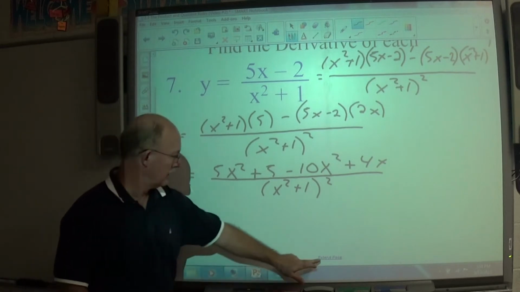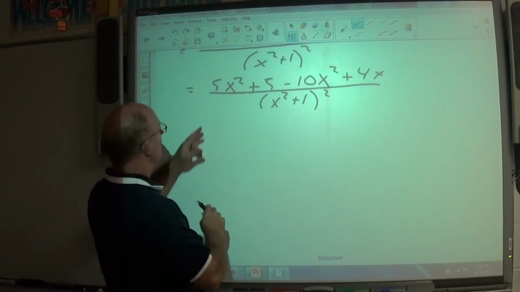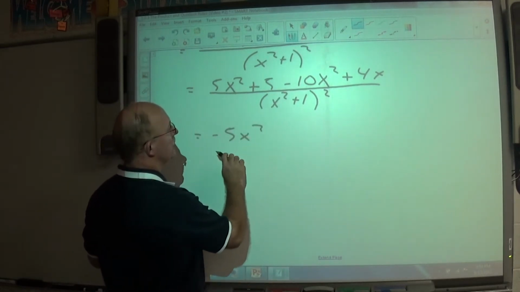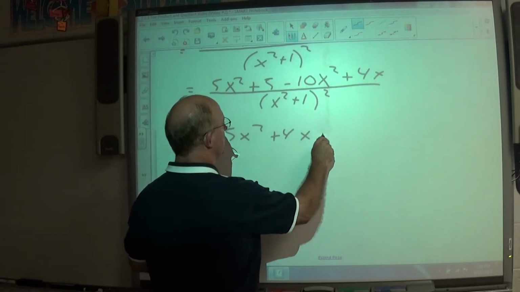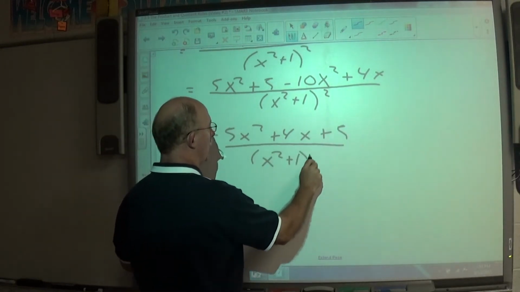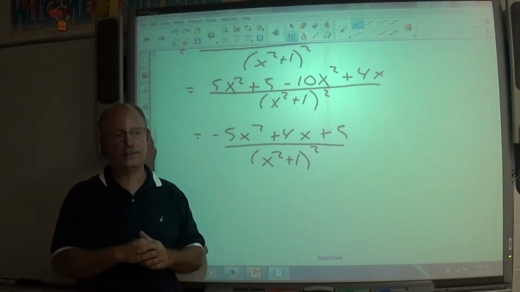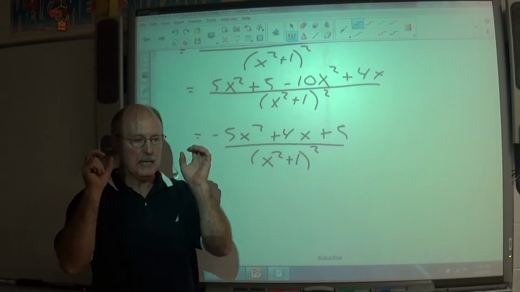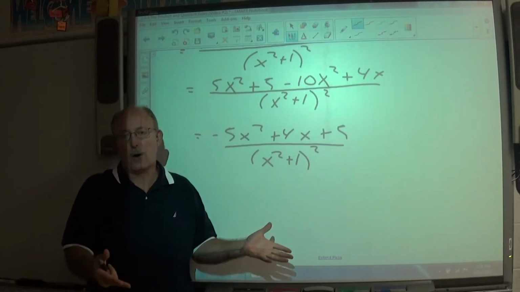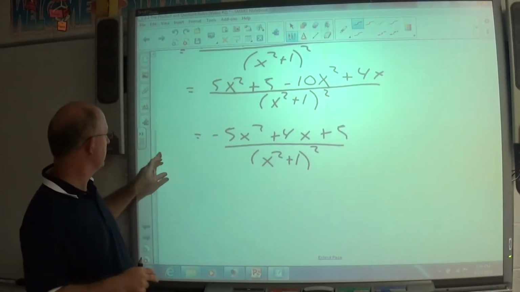Okay. Let's extend our page here a little bit. Now, combining like terms, we've got 5x squared minus 10x squared is negative 5x squared, plus 4x plus 5, all that divided by x squared plus 1 to the second power. Now this is our simplified derivative. I don't think it's going to simplify any further. That should be it. But like I said, actually getting the derivative itself isn't that hard, really. Right? It's just simplifying, watching that minus sign.